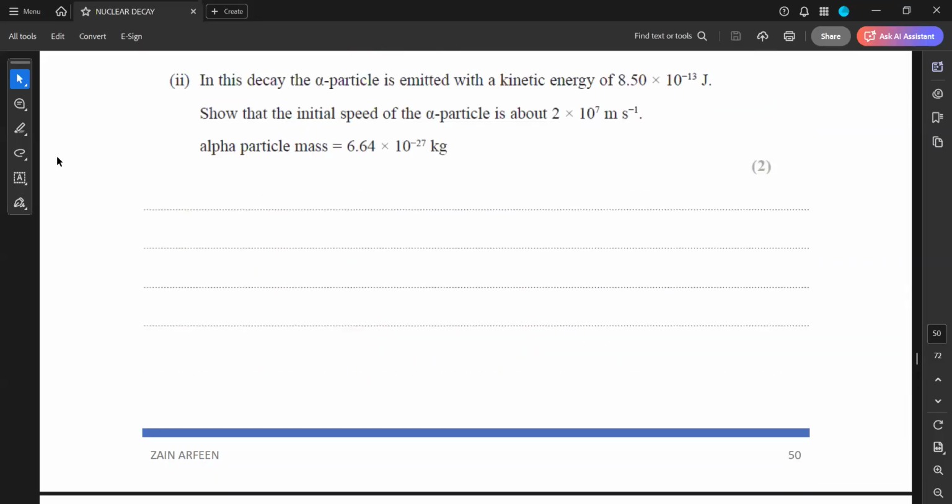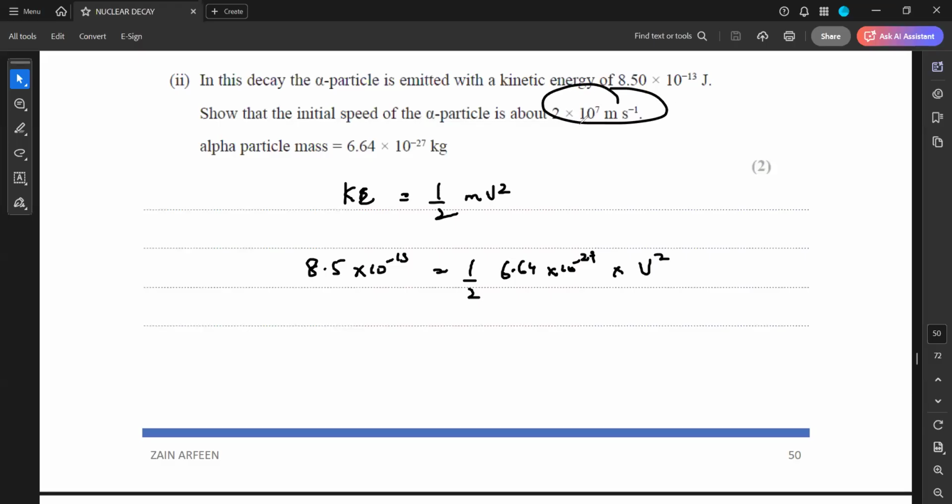So we have kinetic energy is half mv squared. So kinetic energy is 8.5 times 10 to the power minus 13. It will be half, where m is the mass of the alpha particle, which is 6.64 times 10 to the power minus 27. And for the speed, we just have to simplify and get the speed, and we'll get about 2.7 times 10 to the power 7 meters per second.